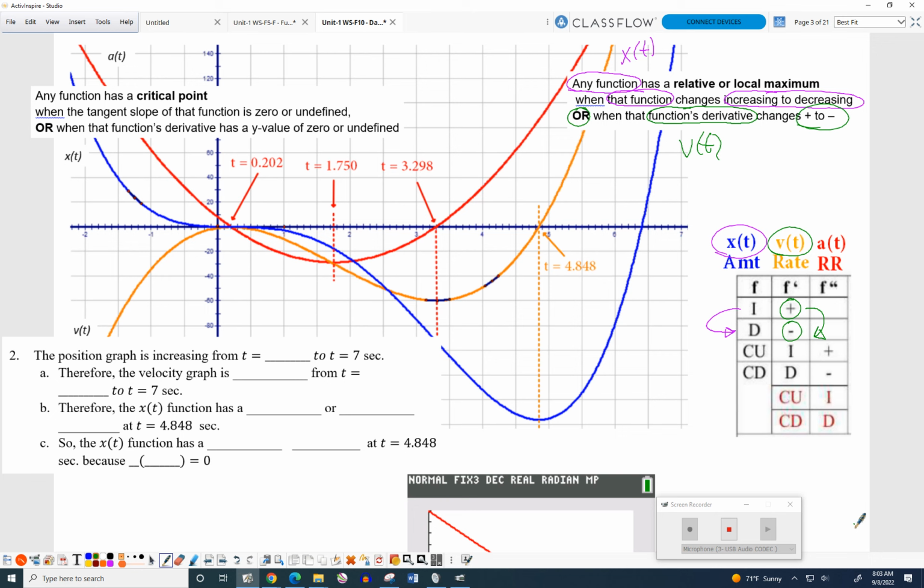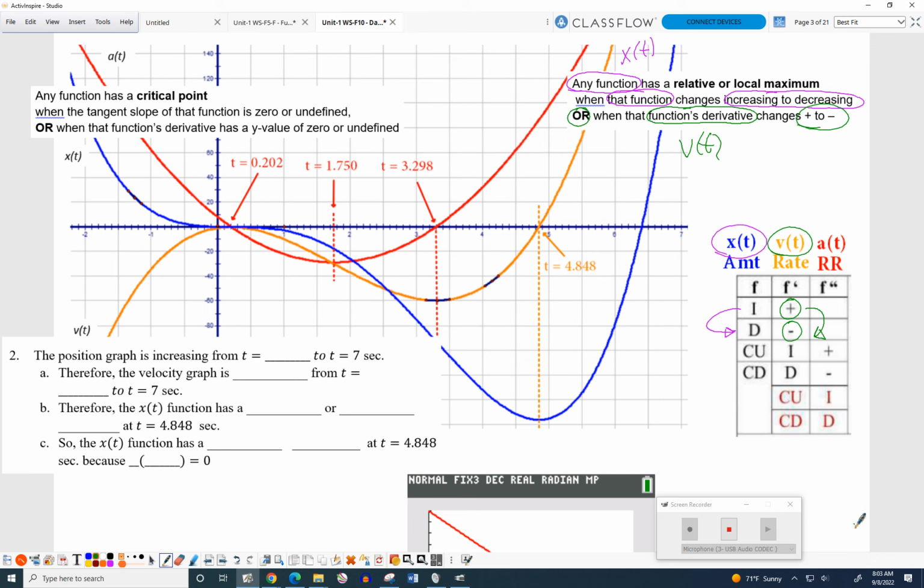So who can answer the question? Where does the position graph have a relative max? HT? I think there isn't one. So HT claims that there is no relative max on position. How many would agree with HT? 2 points for HT. Yeah, that's why I said it's kind of a trick question. There really isn't a relative max because the graph of position, it's hard to see right here, but as best we can tell, the position graph never changes from increase to decrease.